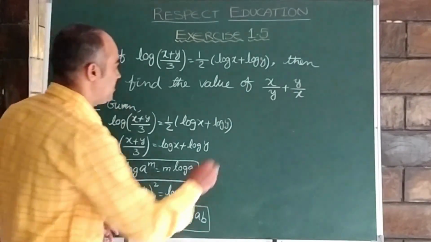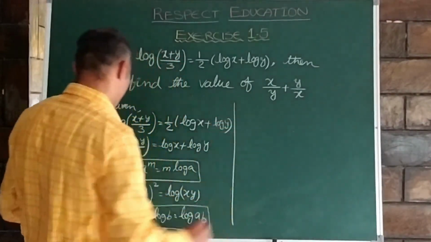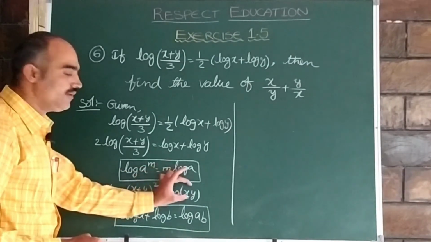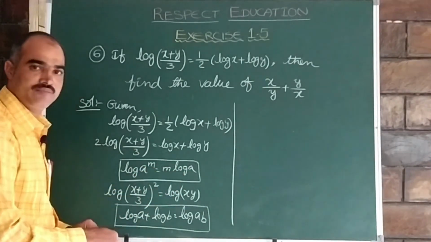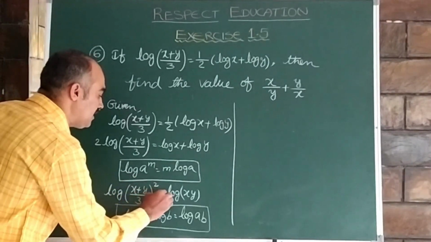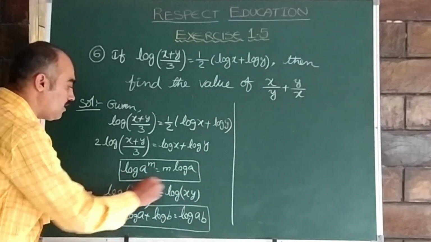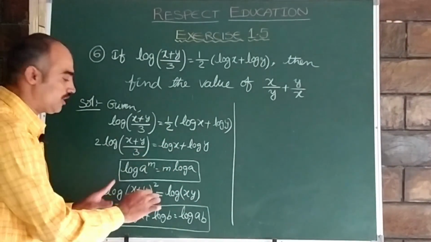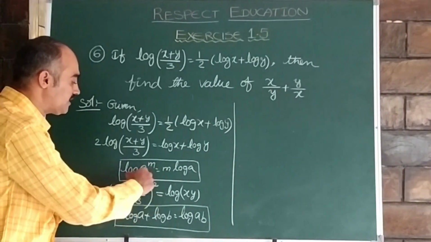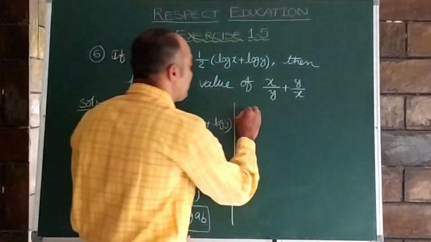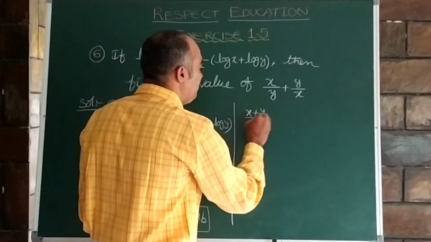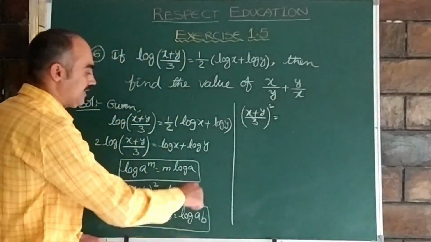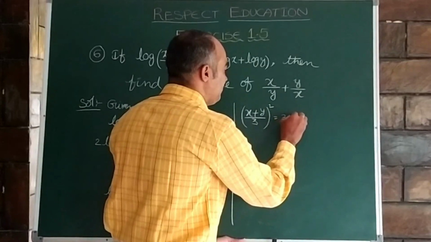Right. Now let us continue the problem here. Whenever log a is equal to log b, then we can remove the log, children. Whenever log functions are equal, then we can remove the log. So here the logs get cancelled. You just leave it like that without writing the log, and let us write only this function, that is (x plus y) by 3 whole square is equal to xy.